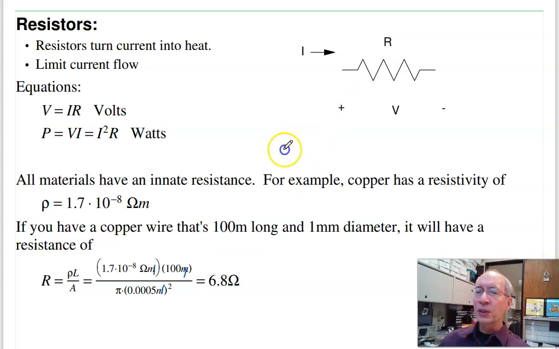The way resistors are built is use a thinner wire and wrap it around a core. That's kind of what this symbolizes. And I get 6.8 ohms in a smaller package.